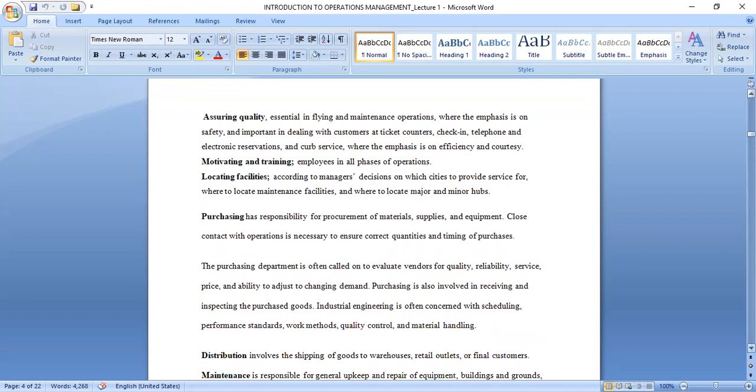Then we have another function of production and operations management, which is motivating and training. Motivating these workers is important for you to be able to come up with the final product, which is quality and efficiency. So you have to motivate and train these workers. And then another area of operations management is locating facilities. Of course, these are decisions that a business will have to make.